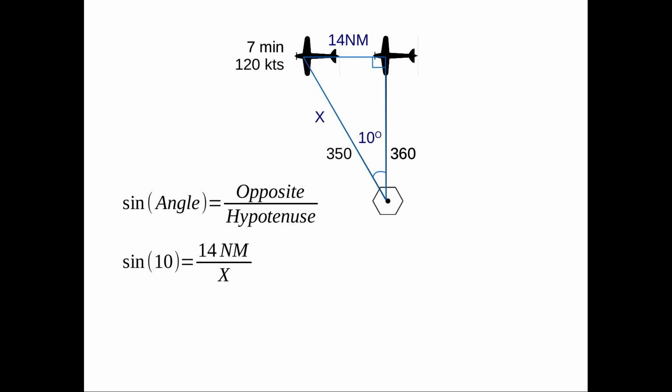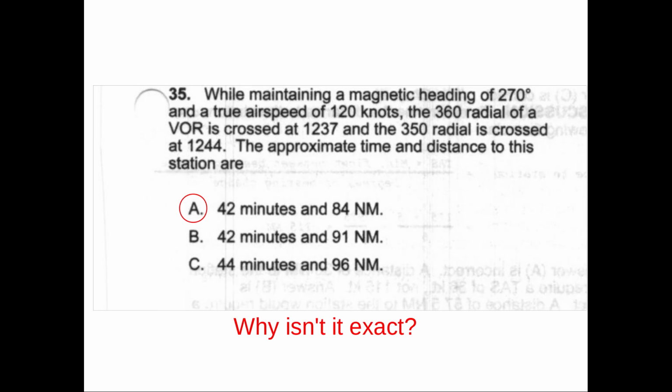When we plug in our values, the 10 degree angle, the unknown hypotenuse x, and the 14 nautical mile flight path, we solve for x and get 80.6 nautical miles. Easy enough. Then we go back to our question and we see that 80.6 isn't one of our choices. There's an 84, which is pretty close, but it's not exactly 80.6, and that strikes us as a little odd. Did we make a mistake?